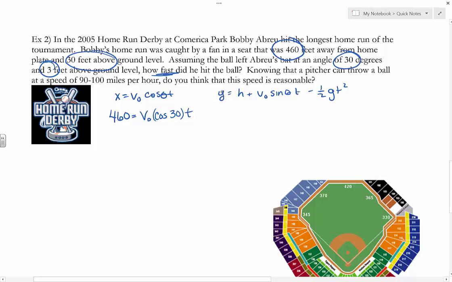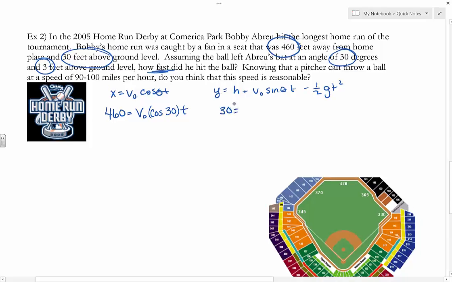Over here, my y value, the fan was 30 feet above ground level. He hit it 3 feet above ground level. Still don't know v sub 0. I know sine is sine of 30. Don't know t, and this is going to be 16t squared. So now I have two equations and two unknowns. So when I have two equations and two unknowns, I'm going to use a system. And the best way to solve a system is probably substitution.